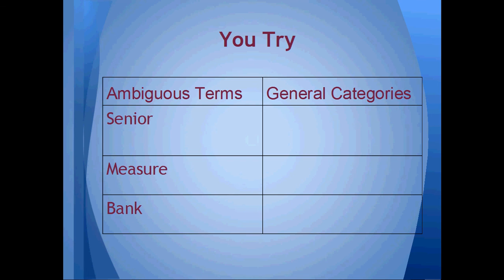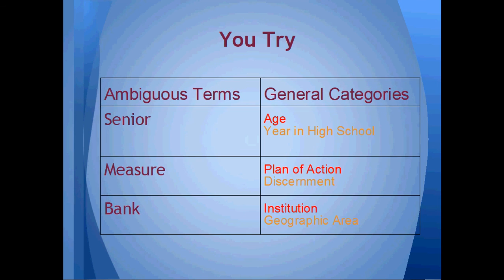Okay, here are 3 more examples. You have senior, measure, and bank. Try to think of at least 2 different general categories for each of those terms. You can pause the video now, or I'll move on to the next slide, which will give you the answers. And I'm going to move on right now. Okay, so for senior, you have age, as in like old age. Senior could also be a year in high school. Measure could be a plan of action or a kind of discernment. Bank could be a kind of institution or a kind of geographic area, such as a riverbank.